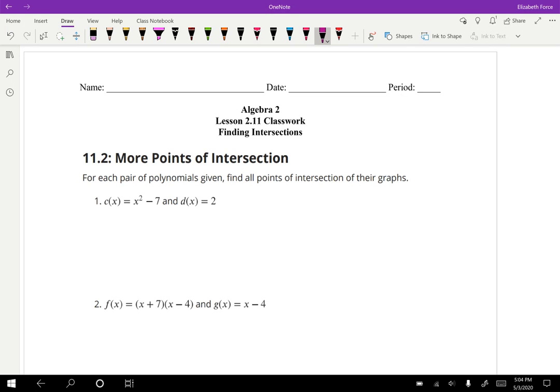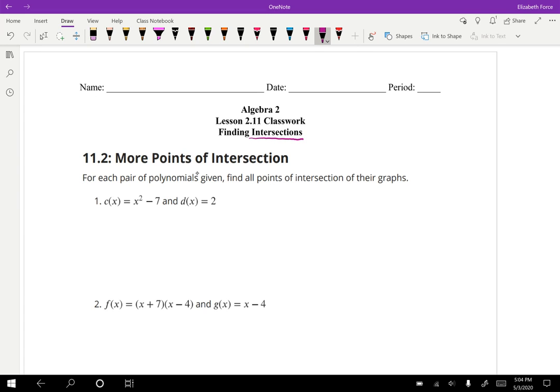In Unit 2, Lesson 11, we are going to be looking at the intersection points of two polynomials. So we're going to be focused on intersections. And the first four problems, 1, 2, 3, and 4, want you to find the point or all points where two functions intersect. So I'm going to show you two ways.